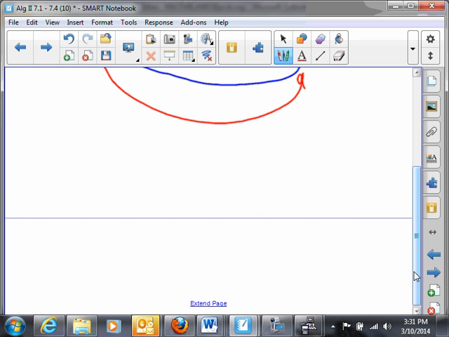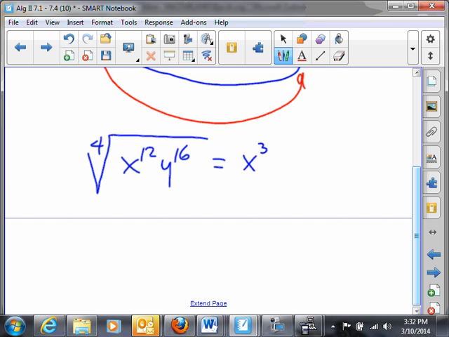How about the fourth root of x to the 12th y to the 16th? Now, x to the 12th is x to the 3rd times x to the 3rd times x to the 3rd times x to the 3rd, or 12 divided by 4 is 3. So we get x to the 3rd, y to the 4th.